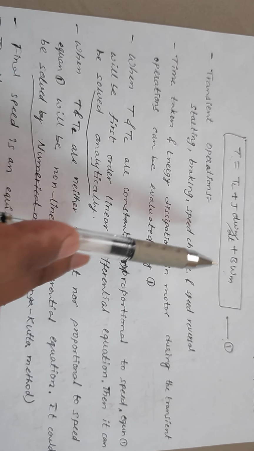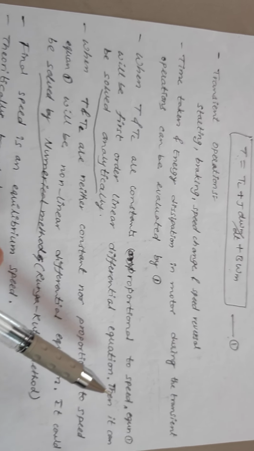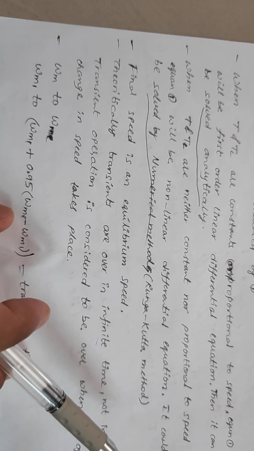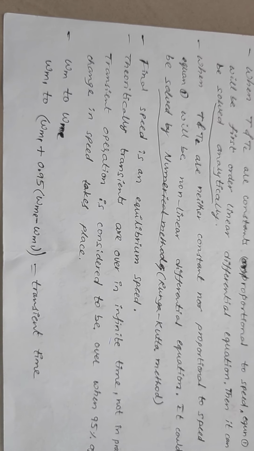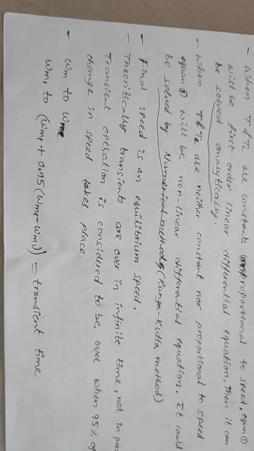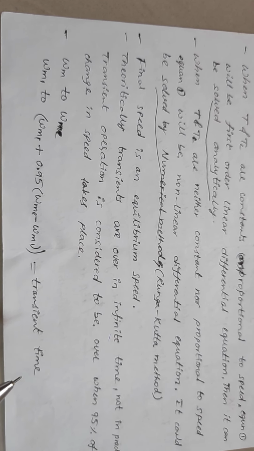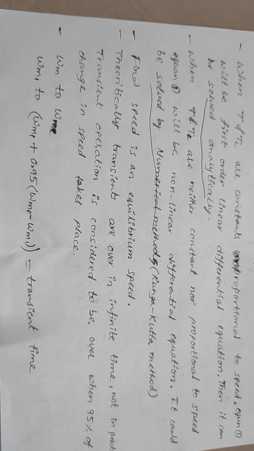During the transient operations, the final speed is considered as the equilibrium speed. Your speed is changing from the initial speed omega m1 to omega m2, but your equilibrium speed is omega me.